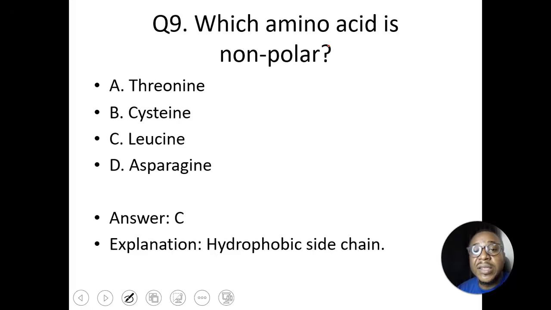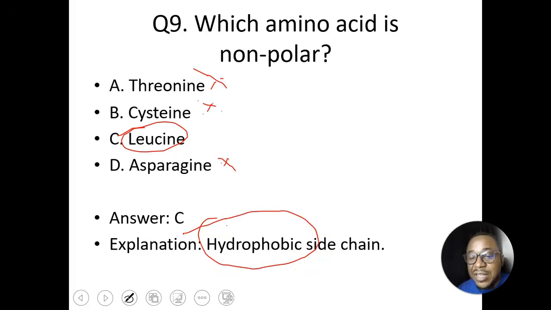We have: which amino acid is non-polar? When we say non-polar, it means that it doesn't dissolve in water. Serine is polar, cancel. Cysteine is polar, cancel. Asparagine is polar, cancel. It is only leucine that is non-polar. This question is based on the classification of amino acids. We have the classification of the ones that are non-polar: leucine, isoleucine, valine, methionine, alanine. They are all non-polar amino acids. They are hydrophobic in nature, so they have a hydrophobic side chain. So their R group is hydrophobic.